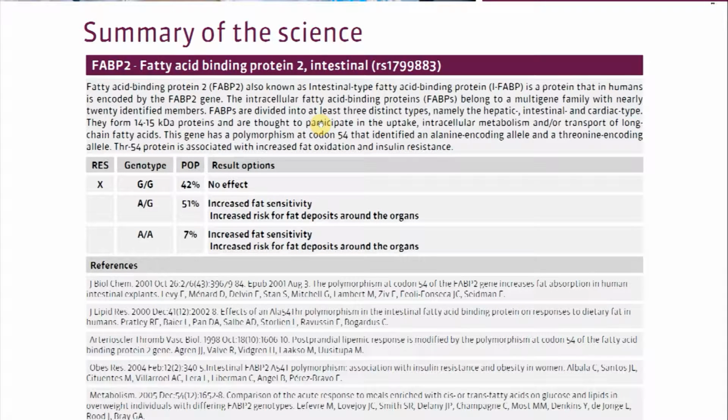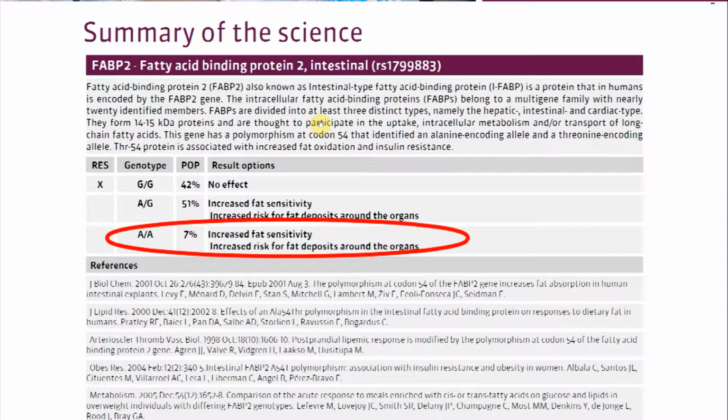So GG has no specific effect in this case. And 42% of the general population of people around you will have GG in this gene. Now, if your arrow would be here, then you would have an A on every letter on both genes. And that would be the case in 7% of people around you as well. And in that case, you would have increased fat sensitivity. So these people are more sensitive to the amount of fat that they eat. They gain more weight if they eat more fat than others. And also an increased risk for fat deposits around the organs.